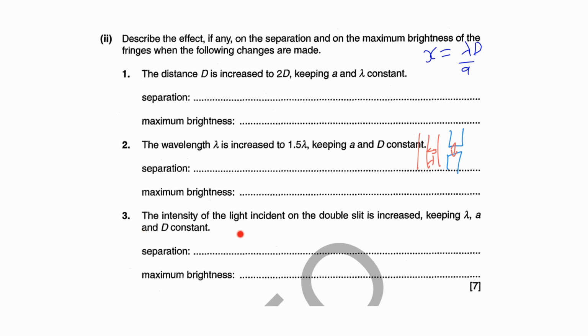And the last one, the intensity of the light incident on the double slit is increased. So when you increase only the intensity, we notice that has nothing to do with any of the terms here. So therefore the separation remains constant. The maximum brightness though, now intensity of the light, that means each slit has a larger intensity or is brighter. So when they meet, your maximum brightness will also be brighter. So you can say maximum brightness increases.